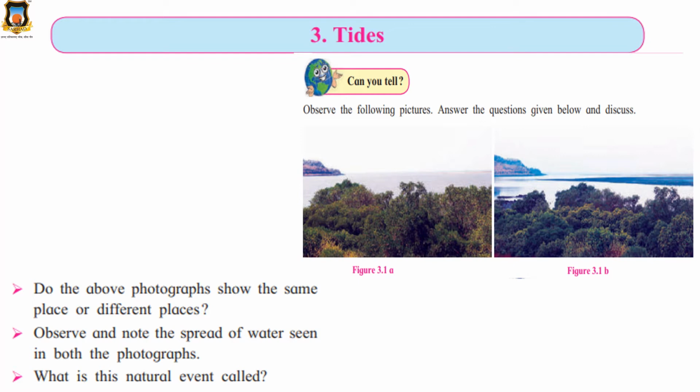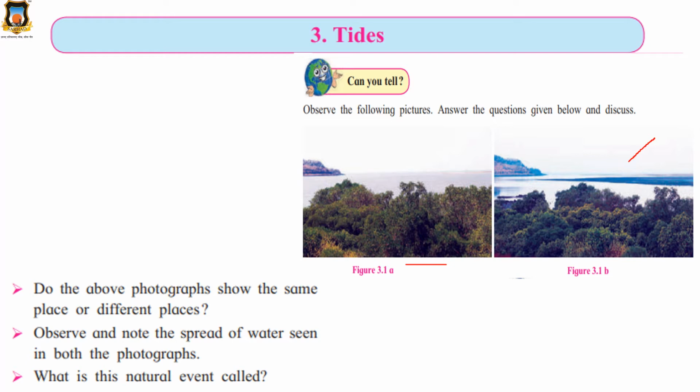Very good. In figure 3.1a, we can note that the seawater is very close to the coast, right? In figure 3.1b, we can note that the seawater is far away from the coast. Here, it is very close to the coast, and here it is very far from the coast. Clear? Okay.